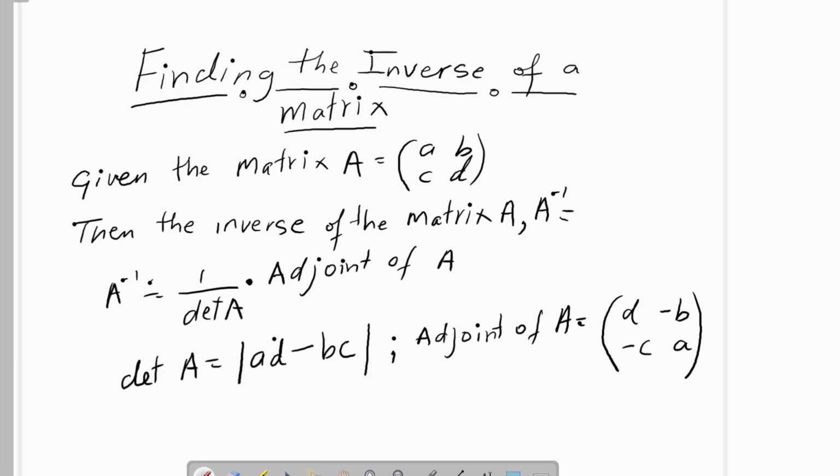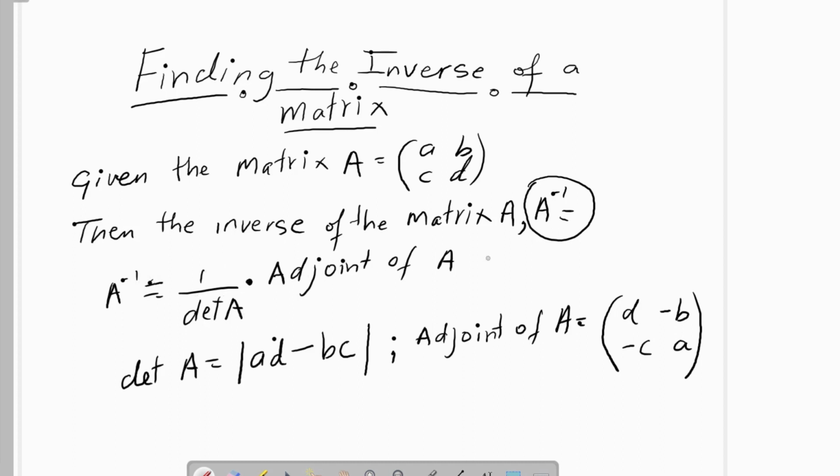Today we will learn how to find the inverse of a 2 by 2 matrix. Given the 2 by 2 matrix A equal to [A, B; C, D], the inverse of the matrix A is written as A to the negative 1. That's how we write the inverse of a matrix. If it were another letter, say B, it would be B to the negative 1.